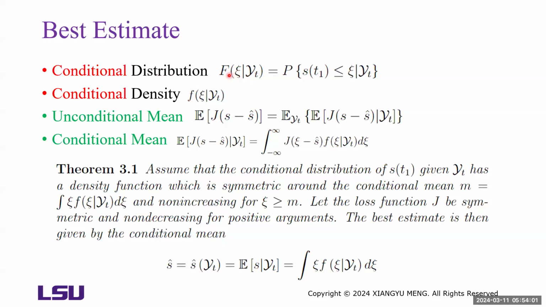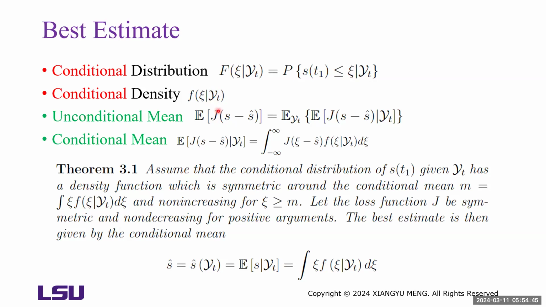Based on the definition, this is defined as the probability of S_{T1} less than or equal to c, conditioned on Y^T. If we know the conditional distribution, then we know everything about the random variable S_{T1} conditioned on the realization Y^T. Let's also define the conditional density function. Let's use the notation f(c | Y^T) to denote the conditional density function of S_{T1} conditioned on Y^T.